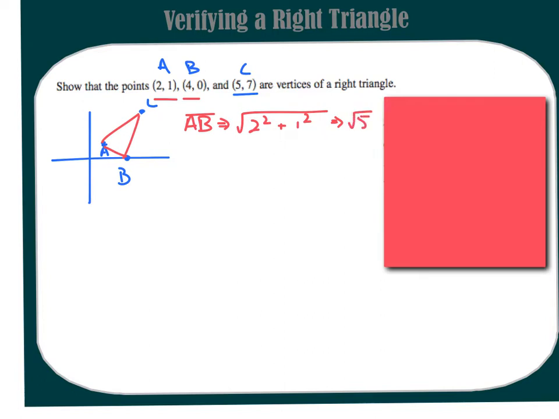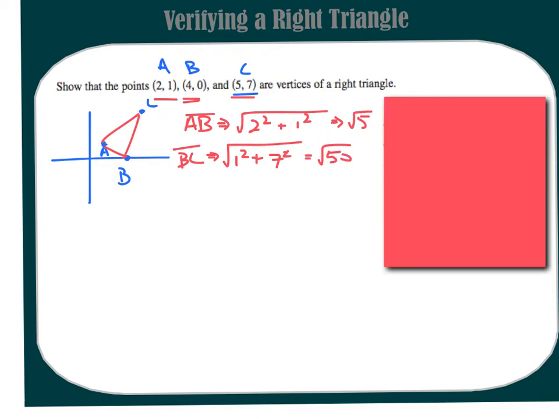Next, BC or AC? Which one do you want? All right, let's do BC. What's the difference of my x's between B and C? 1, because it's 4 to 5. So I have 1 squared, plus the difference of my y's, which is 7. 1 squared is 1. 7 squared is 49. Add them together, we get square root of 50.